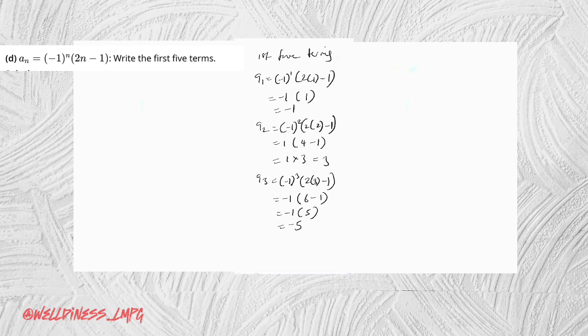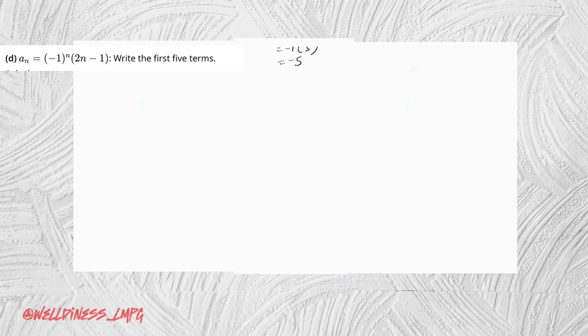Now for A4, we are going to have minus 1 raised to the power 4 multiplied by 2 times 4 minus 1. Minus 1 raised to the power 4 is same thing as minus 1 in 4 places, which will give you 1.